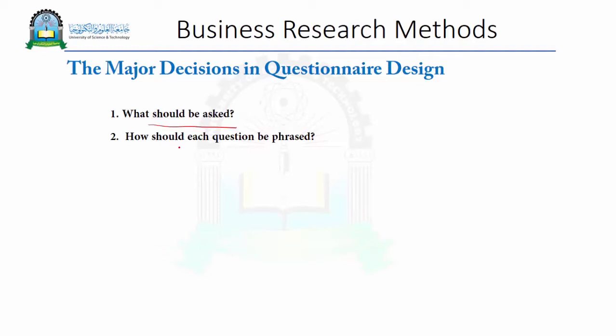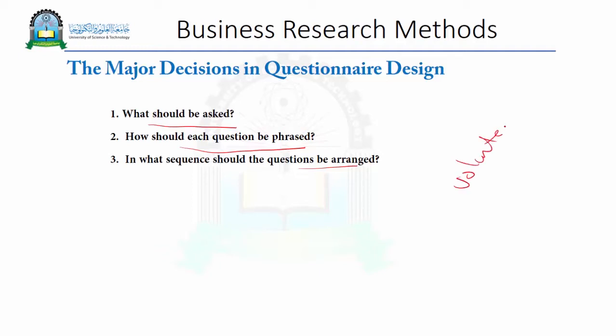The second question is, how should each question be phrased? Whether it's going to be in the form of open questions or fixed alternatives questions. The third is, in what sequence should the questions be arranged? This is also very important, the sequence from general to specific, easy to difficult, because remember, you are going to distribute the questionnaire to volunteers, to people who are not going to be paid for that. So you have to prepare an easy, clear questionnaire that is not going to burden them.